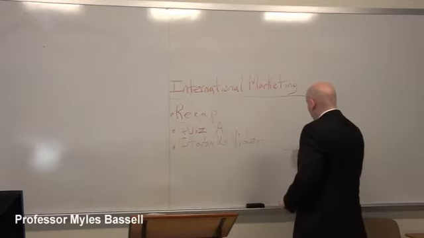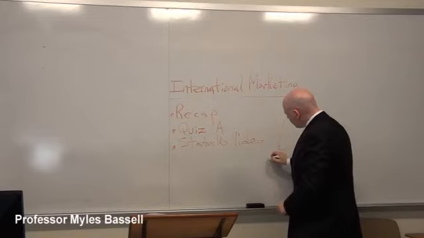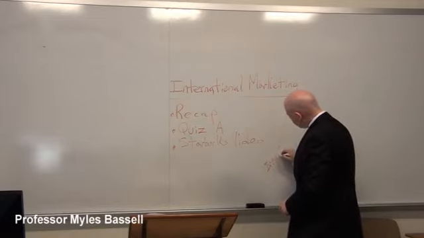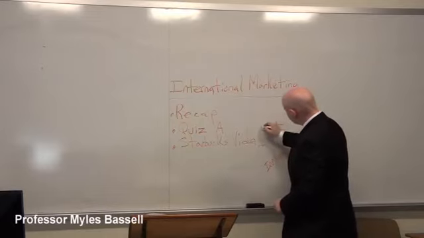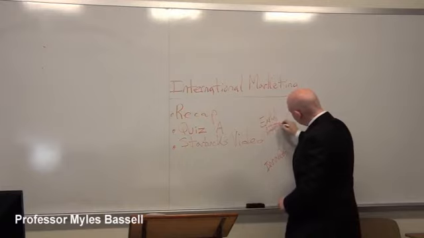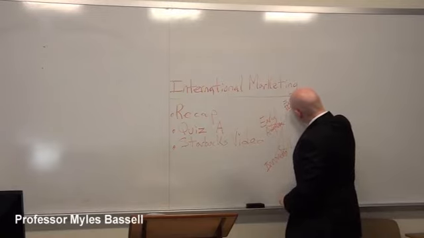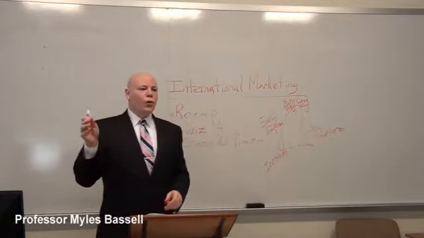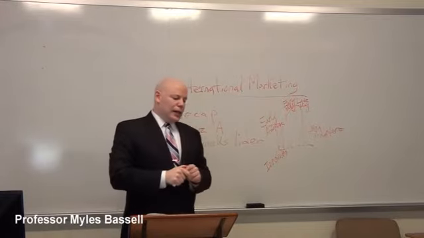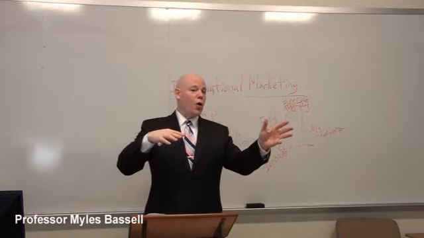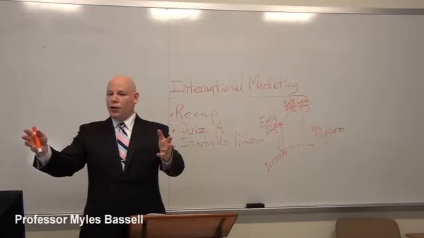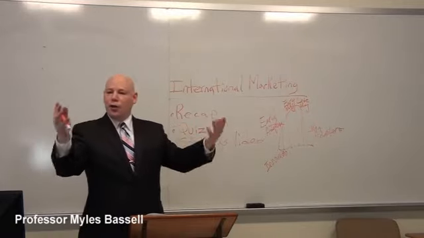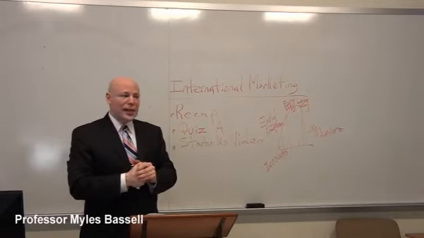Remember we looked at this bell-shaped curve, and we said that we have the innovators. So what this model suggests is that everyone in our target market, remember we said the target market is those people that we want to buy our product or service, is not going to buy or adopt the product all at once.